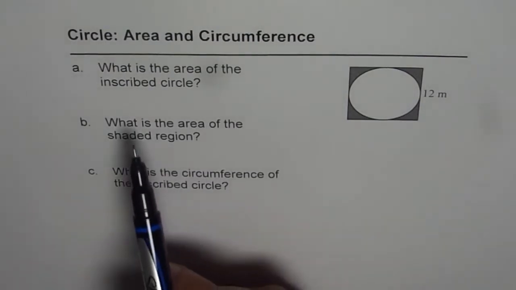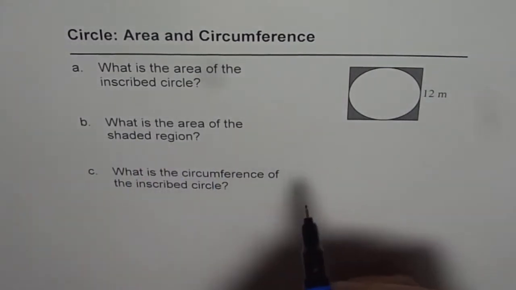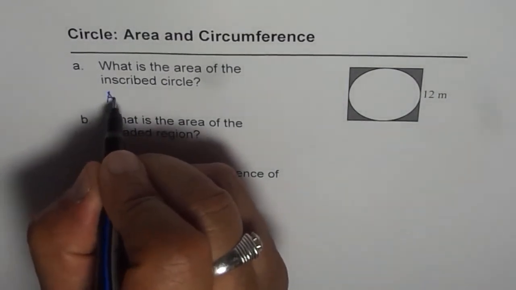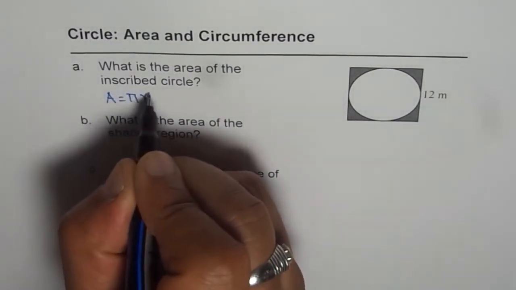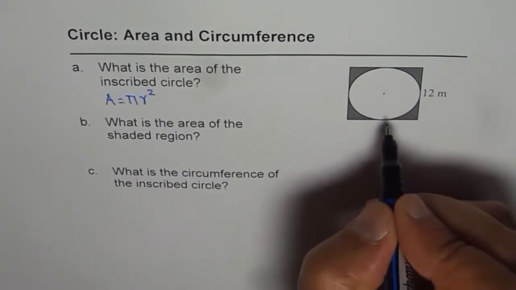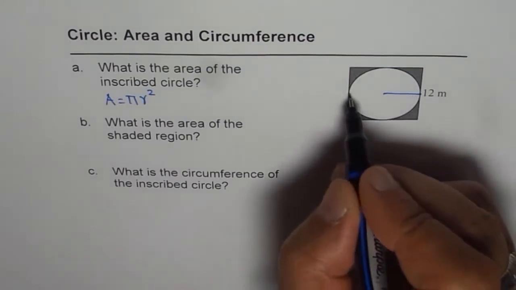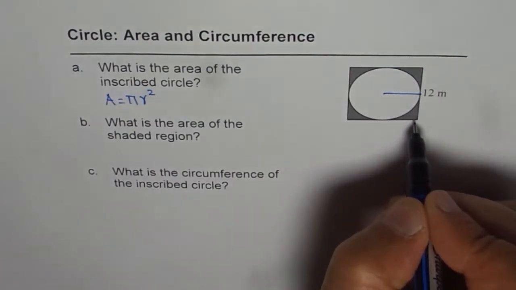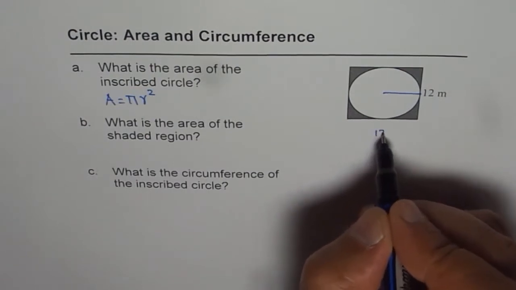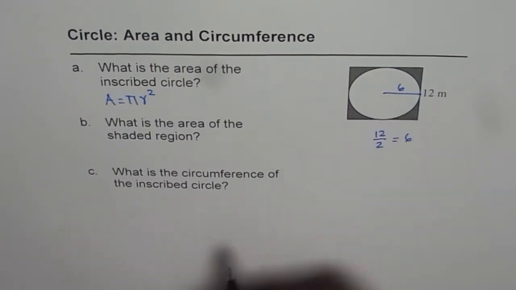Now let's start with part A, which is, what is the area of the inscribed circle? To find area, we need to find the radius, since area is equal to pi times r squared, correct? Now what is the radius? Let's say this is the center, so we are looking for the distance, which is half of the length of the square, right? So half of 12 is how much? 12 divided by 2 is indeed 6. So the radius is 6.